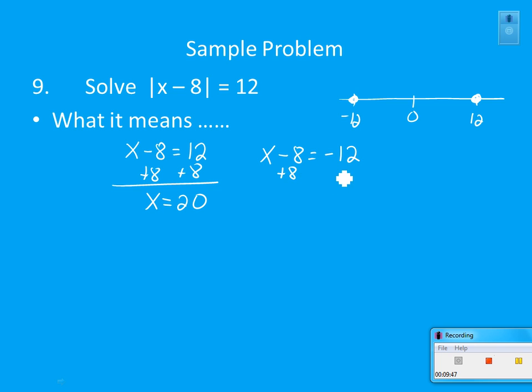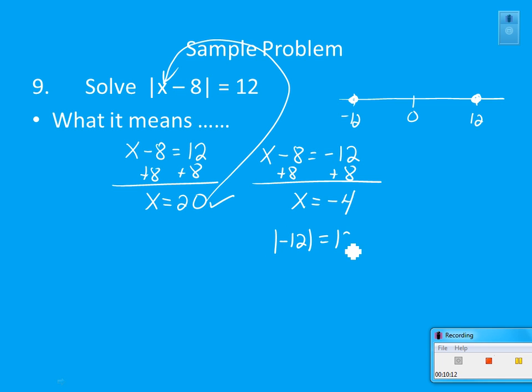Add 8 there. My other answer is negative 4. Let me see if this works now. I'm going to sub 20 right there. 20 minus 8 is 12. The absolute value of 12 is 12. So that's a good answer. Negative 4 minus 8 is negative 12, but the absolute value of negative 12 is 12. So both of those answers work.